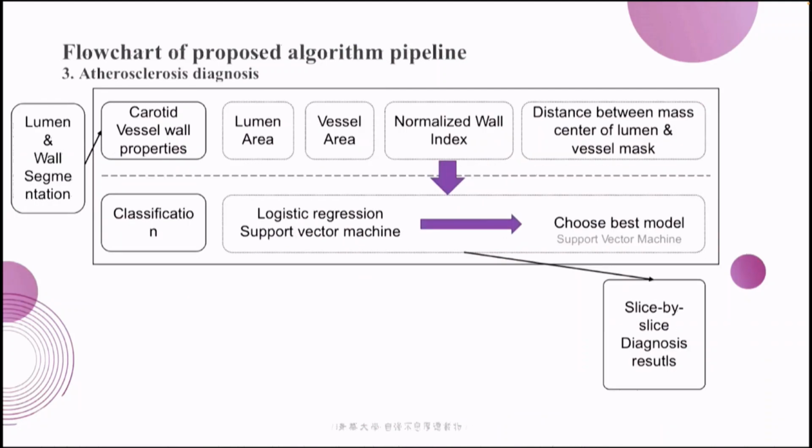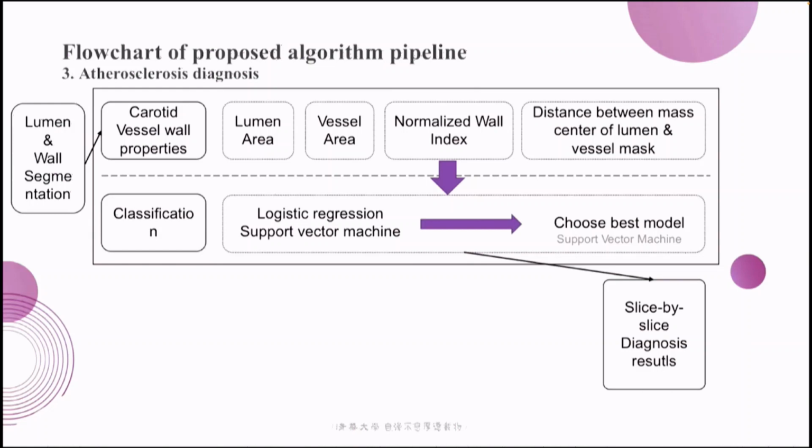The third part of the proposed algorithm pipeline is atherosclerosis diagnosis. Taking segmentation results as the input, some key vessel wall parameters were calculated. Lumen area and wall area, as absolute measurements of the carotid arteries, should have approximate values for normal vessels. Normalized wall index was calculated and provided as an imaging indicator to distinguish plaque and quantify plaque burden. Distance between lumen and the vessel center was considered as a measurement of the eccentricity of the lumen, which is an obvious phenomenon in carotid arteriosclerosis. By means of the above characteristics, a classification model was implemented to determine whether the slice is atherosclerotic. The better performing model was chosen.